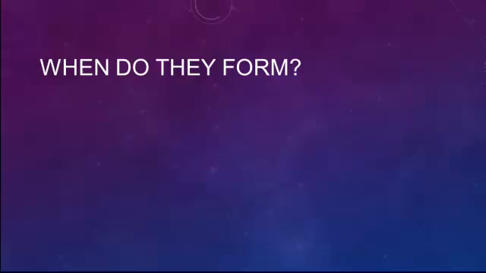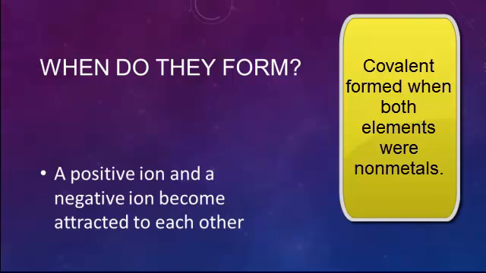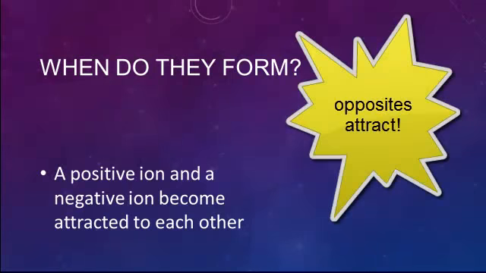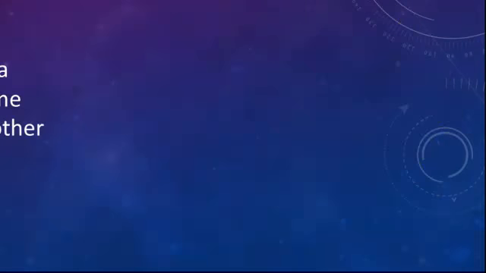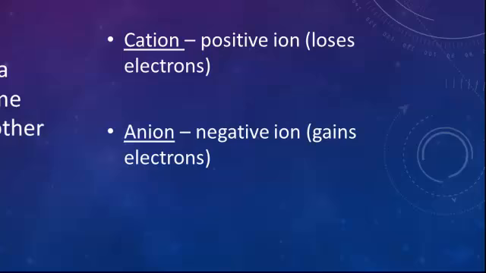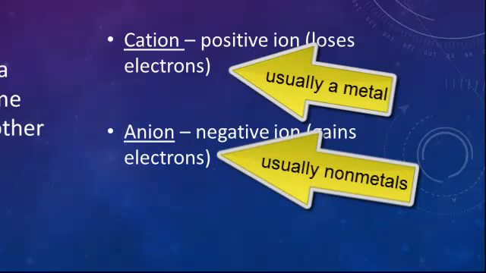So the first question is, when do ionic compounds form? You know with covalent they formed when both elements were nonmetals. Ionic compounds form when you have a positive ion and a negative ion and they become attracted to each other. Last unit we talked about ions. We talked about cations, which are positive ions, and anions, which are negative ions. So cation, anion. Most of the time, cations are metals, and most of the time, anions are nonmetals.